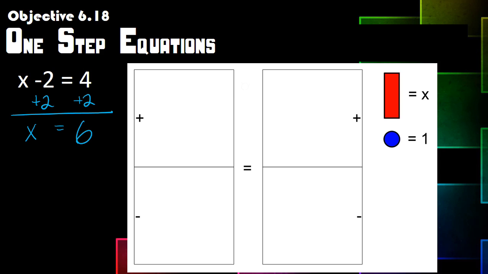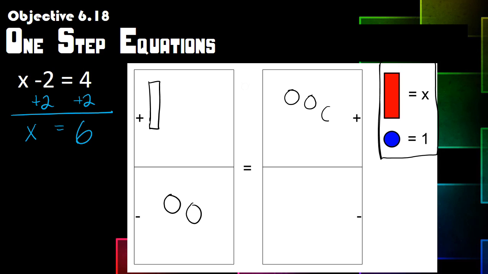So let's talk about how this is going to work. We're given the same key. Our first step is to identify what the key is. Let's say we have our rectangles and circles. You notice that we're going to draw out one rectangle here. So there we have x. And now we have subtracting 2, so let's go ahead and put 2 circles in the subtraction box. Our equal sign stays the same, so that's very nice. Let's go ahead and do the right side of the equation, which is 4. 1, 2, 3, 4.